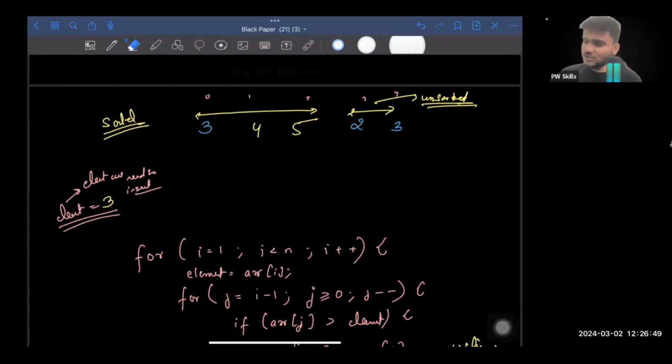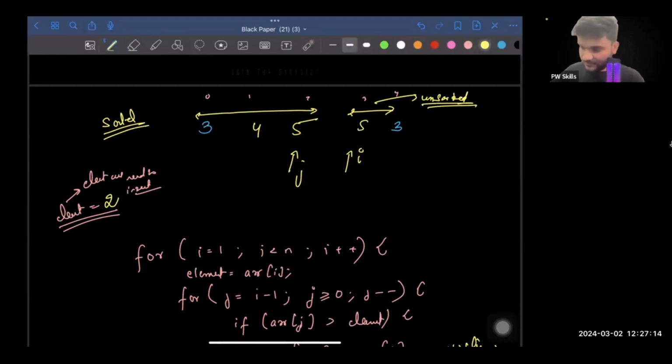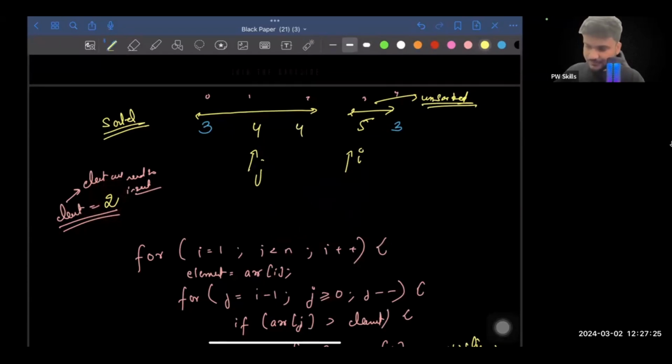Now the next iteration of i is going to be here. i will be here at index 3. Element will be ARR at i. That is 2, right? Okay. Now, j starts with i minus 1. j is here. Is 5 greater than 2? Yes, it is. We shift 5 to the right. This becomes 5. j minus minus. Is 4 greater than 2? Yes. We shift 4 to the right and make a vacant spot. We put 4 here. And j minus minus. Always j plus 1 is the vacant spot, guys.